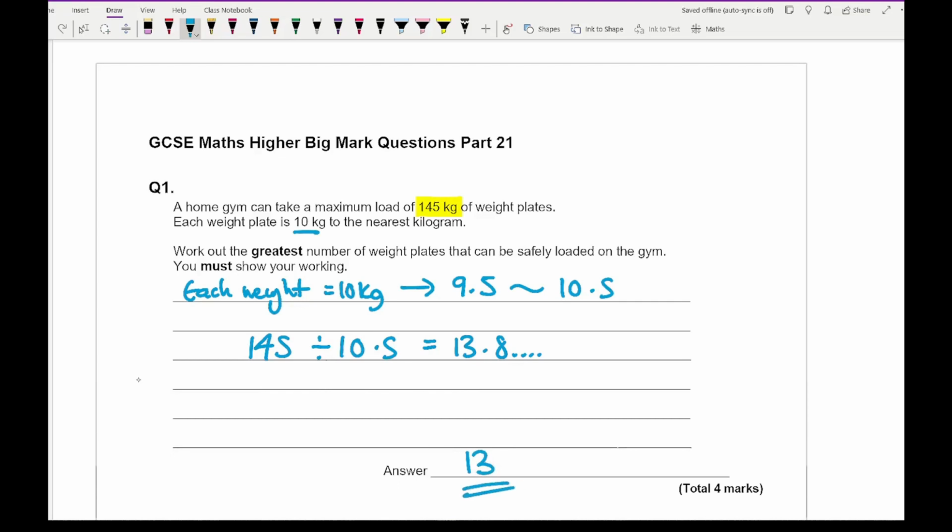Now it is really important that you show your full working out. It's really important that you show that you've calculated the upper and lower bounds, you've shown your calculation, you've then worked out the answer in decimal form, and then used your common sense to establish whether to round down or round up. And in this case we've rounded down.